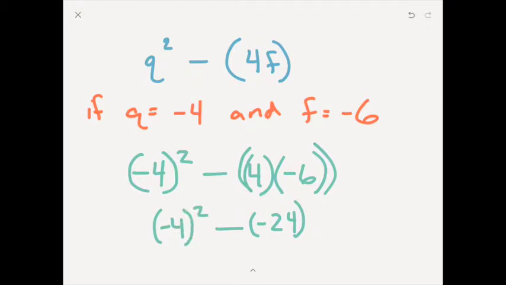Now I'm ready to do my exponents. This is -4 to the second power. That's -4 times -4. Two negatives cancel out, so that's going to be positive 16 minus -24. Again, when I take away a negative, it's a lot like adding, or identical to adding. So I'll finish up with 16 plus 24, and this expression evaluates out to 40.